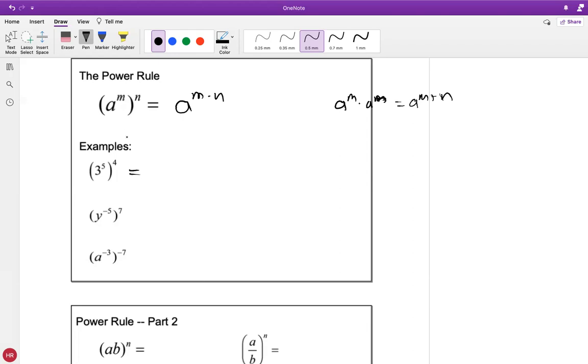All right, so here, this is about as close of an analogy to this power rule as I could get. I have a base raised to a power, and then that whole thing is raised to another power. I multiply the exponents. 3 to the 5 times 4, which is 3 to the 20th. Same situation here. I have an exponential expression raised to a power, so I multiply the powers. -5 times 7 is -35. And you could rewrite this as 1 over y to the 35th.